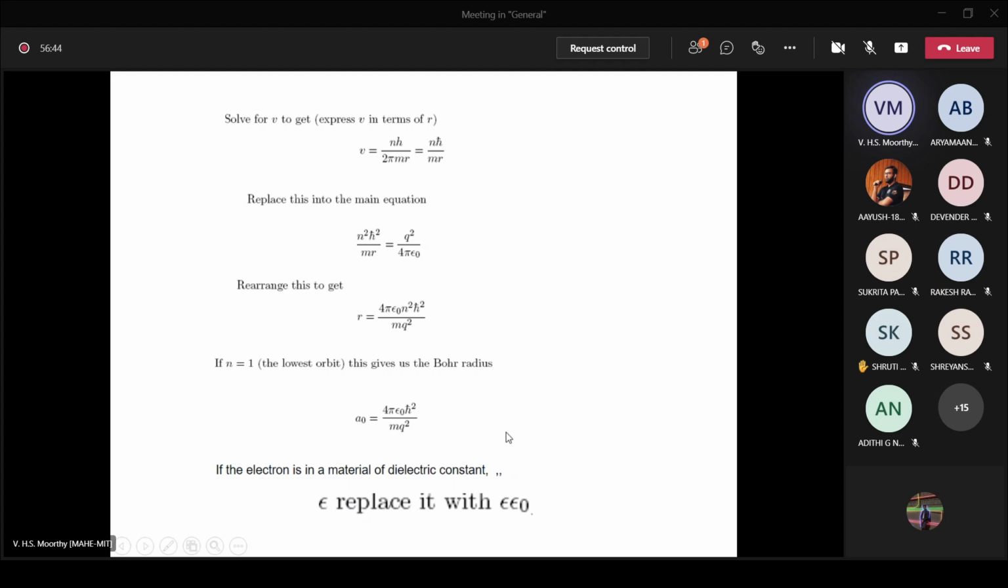So please write in your notebook whenever I'm talking about this type of derivation and understanding. Last time also I should have insisted, but I didn't insist. Now I am trying to say the same thing.